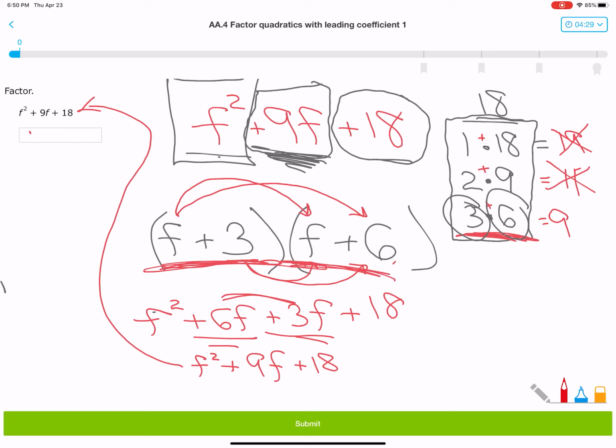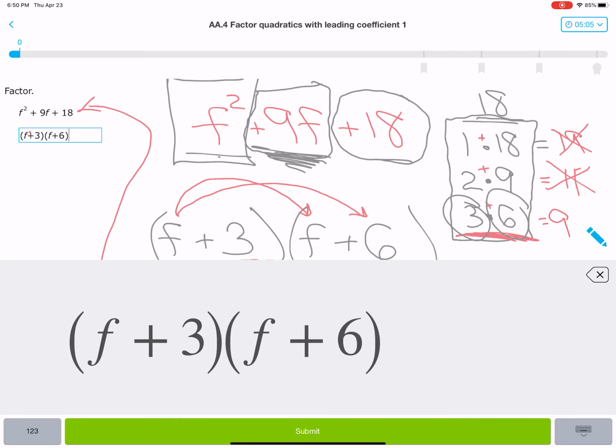Let's see if I can. Whoops. Erase the whole thing. Let's try again. F plus 3, F plus 6. There we go.